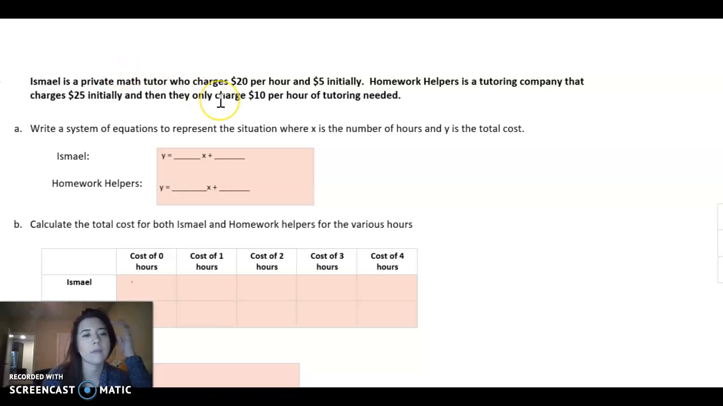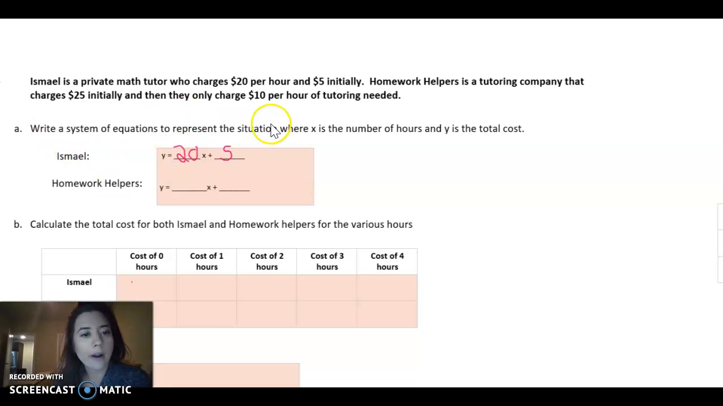We have Ishmael, a private math tutor who charges $20 per hour and $5 initially. Homework Helpers is a tutoring company that charges $25 initially and then $10 per hour. So go ahead, we're going to create the system of equations first. Pause me and try to create the two equations, one for Ishmael and one for Homework Helpers. Pause me now. All right. So Ishmael does $5 initially, so that'll be right here, and then 20 is his rate, so that'll go next to the x.